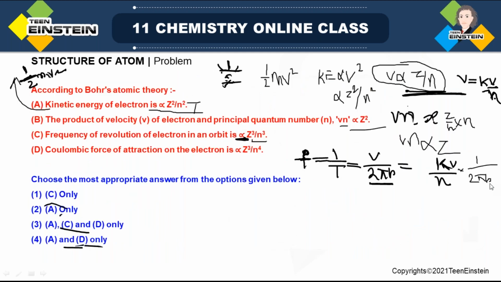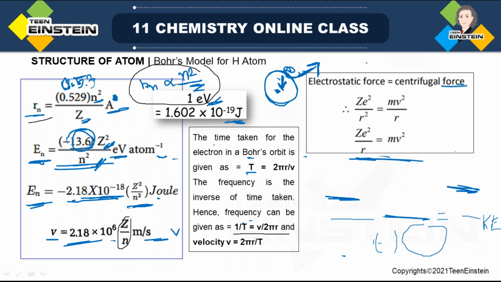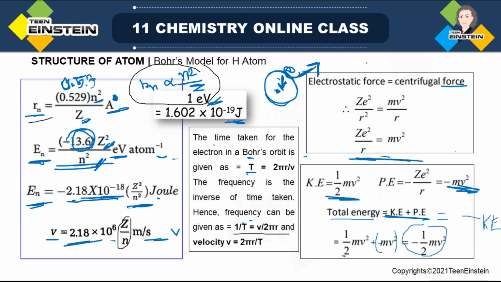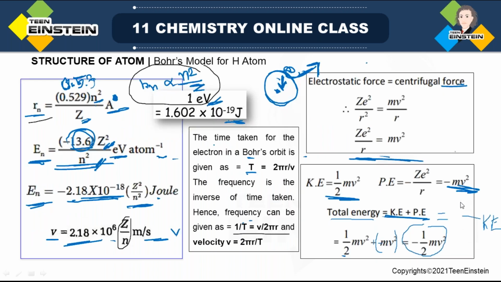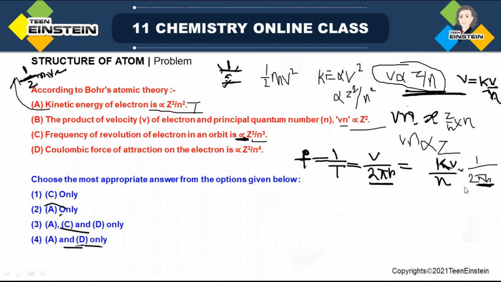So if r is proportional to n square by Z, what we can write here is 1 by r, that means it will be Z by n square. Okay. So let me do it freshly.